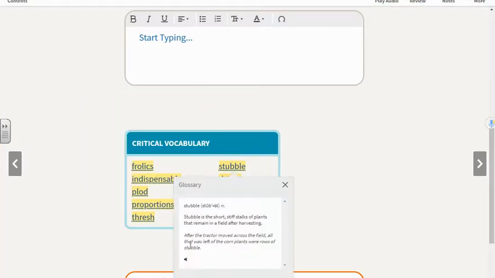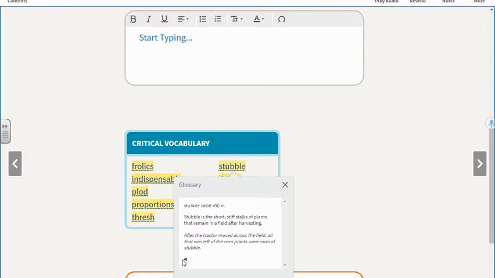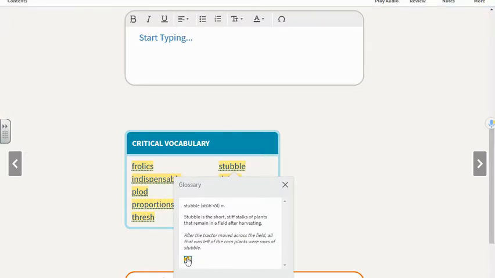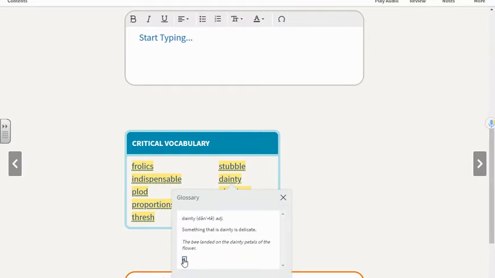The next word is stubble. Stubble is the short, stiff stalks of plants that remain in a field after harvesting. After the tractor moved across the field, all that was left of the corn plants were rows of stubble. Dainty. Something that is dainty is delicate. The bee landed on the dainty petals of the flower.